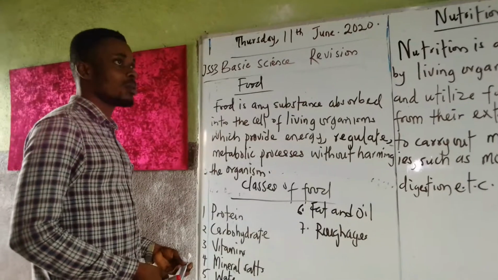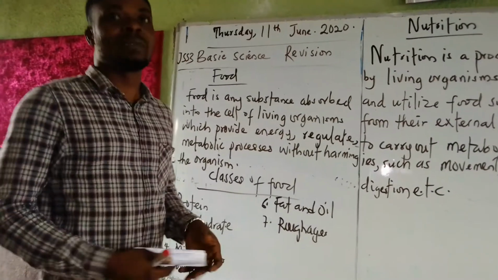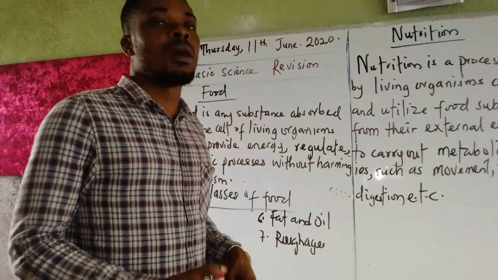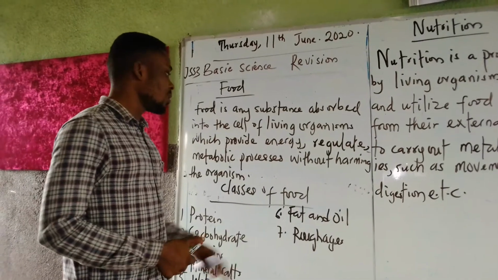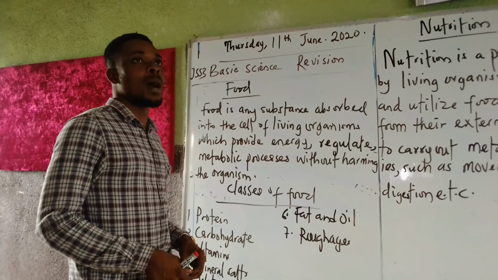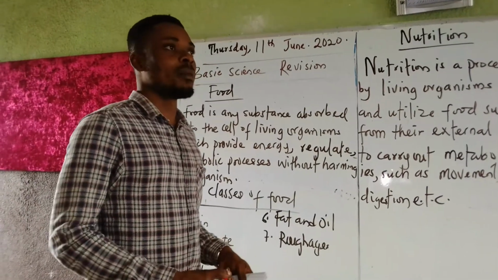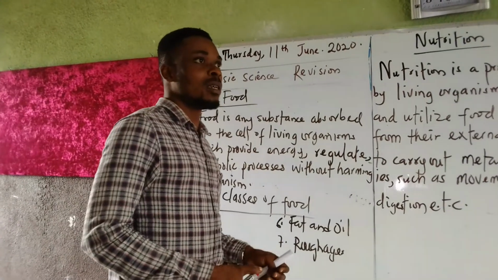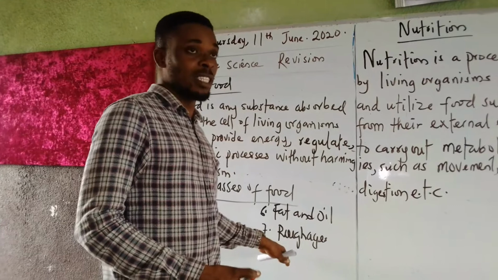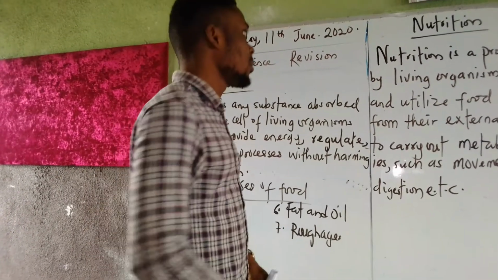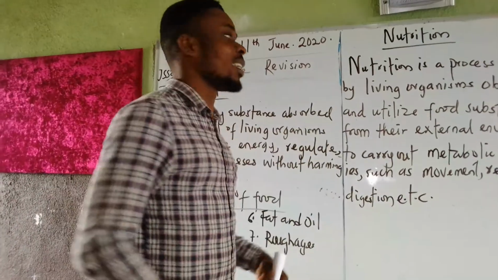We have vitamins, mineral salts, fat and oil, raw veggies. An example of food that contains vitamin is orange, which contains vitamin C. An example of food that contains fat and oil is butter, that's oil, and margarine. Raw veggies are food that contains fiber. Some of our vegetables contain fiber. And water is an important solvent. Everybody drinks water. It helps in dissolving whatever we take into our body.